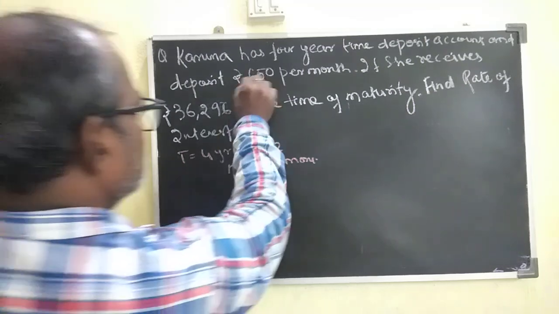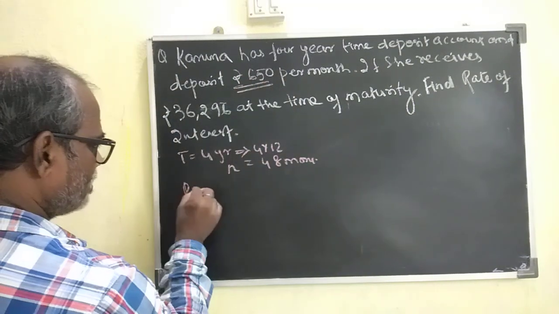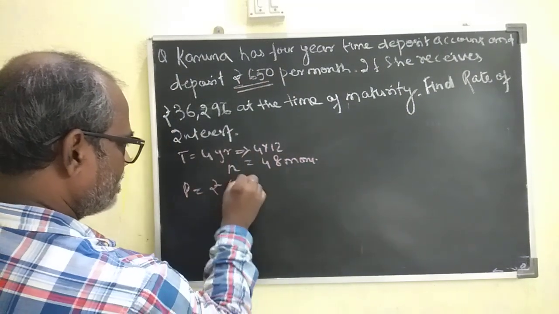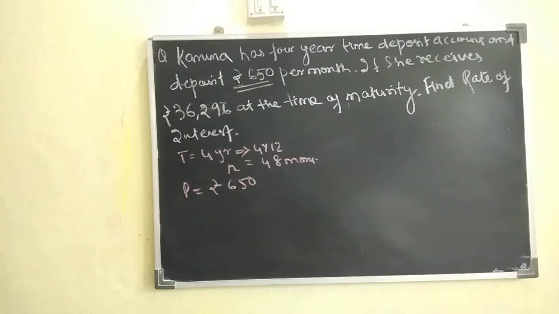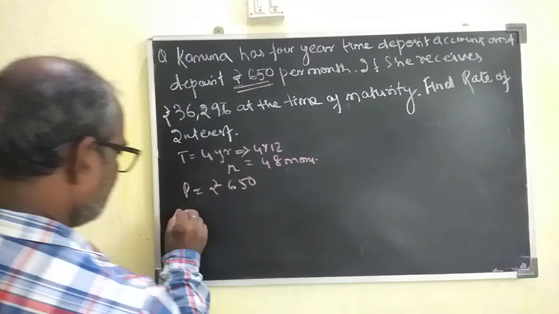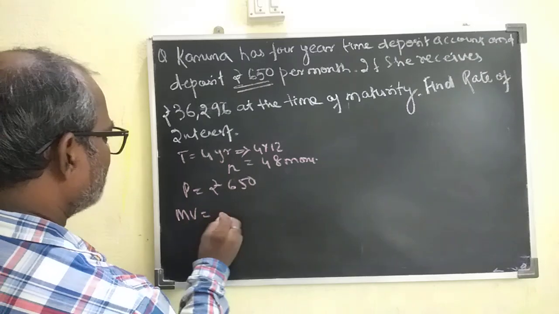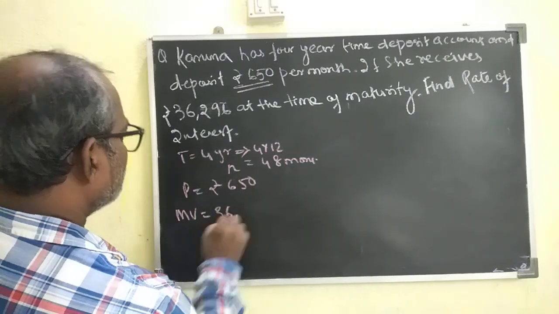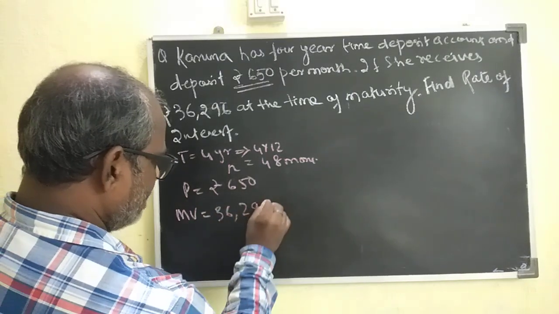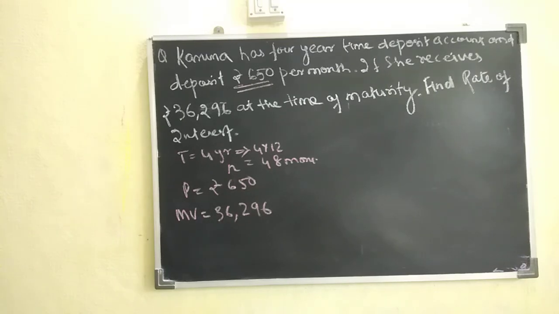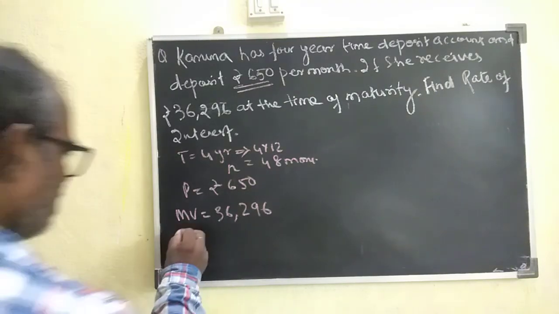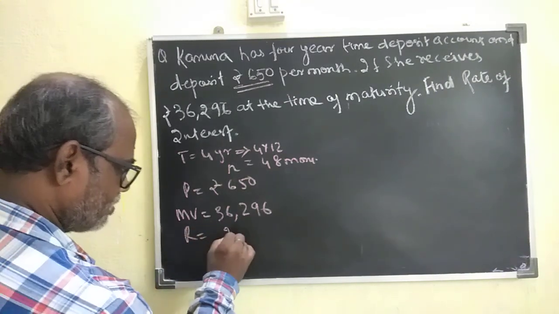And deposit rupees 650 per month. That means principal equals rupees 650. If she receives 36,296, that means maturity value equals 36,296. Find the rate of interest. You have to find out rate of interest equals question mark.